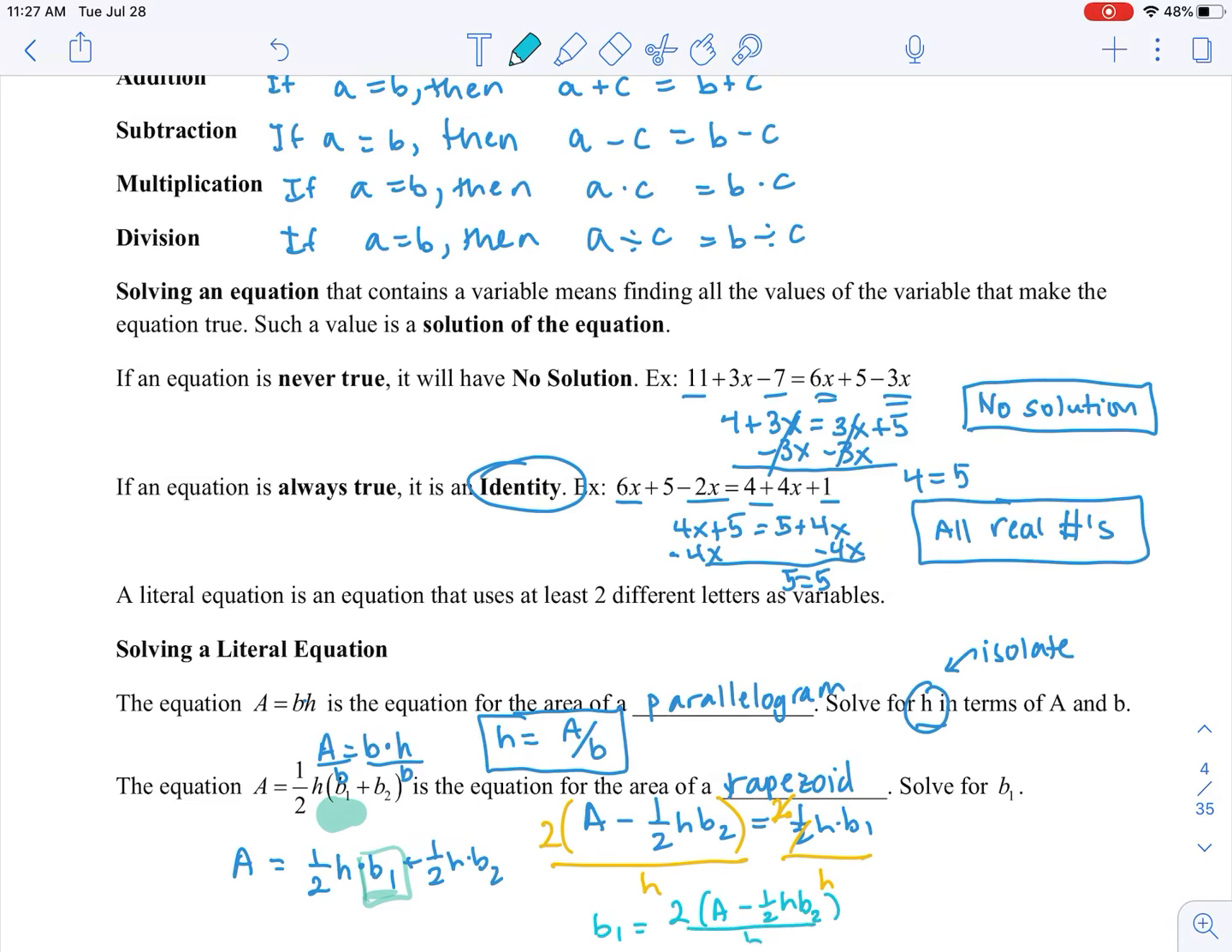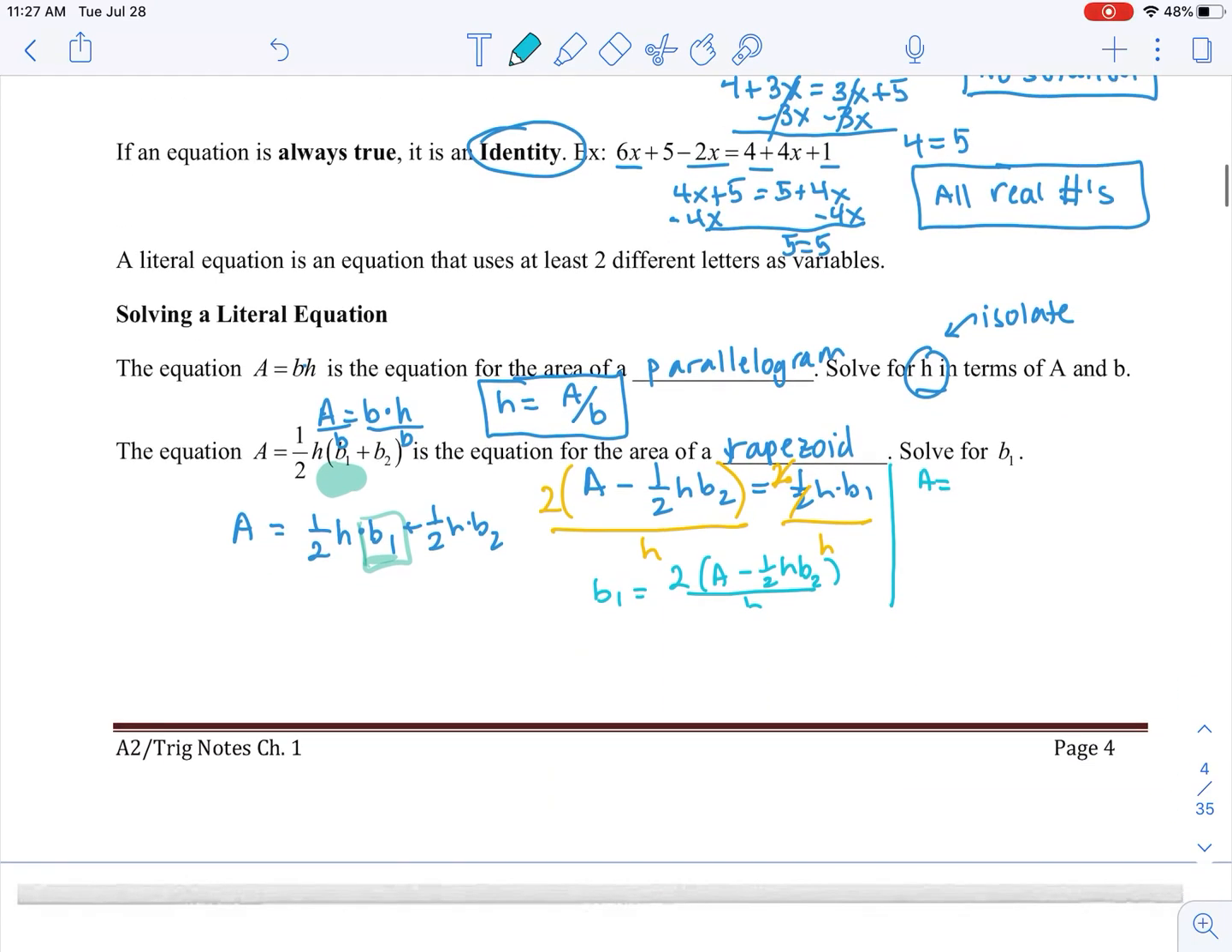Okay, now the question is, was there an easier way to have done this? Well, that really depends on the person. But if we had began the equation with, and you know what, I'm going to work a little bit down here. Area equals 1/2 H times the quantity B1 plus B2. So what else could we have done here? Instead of distributive property, what else could we have done?